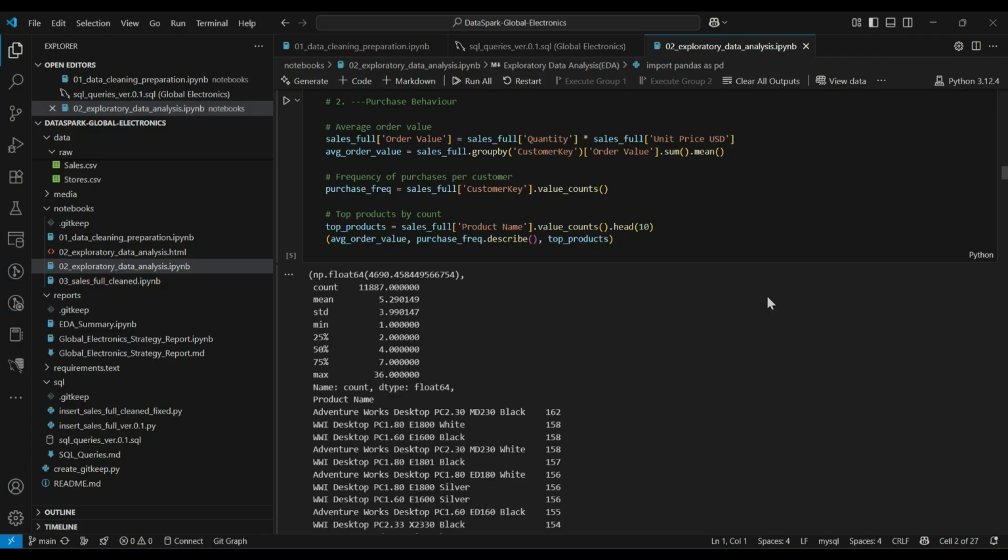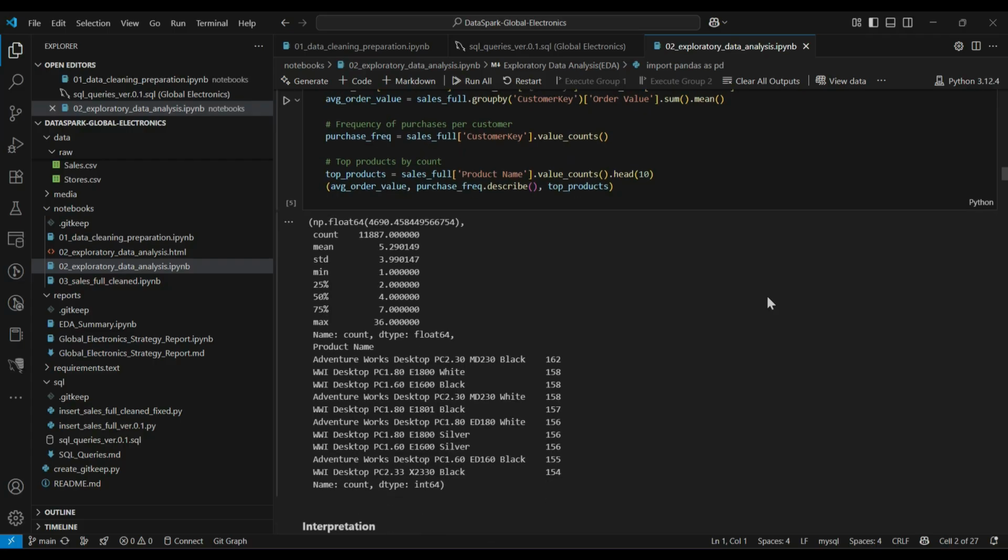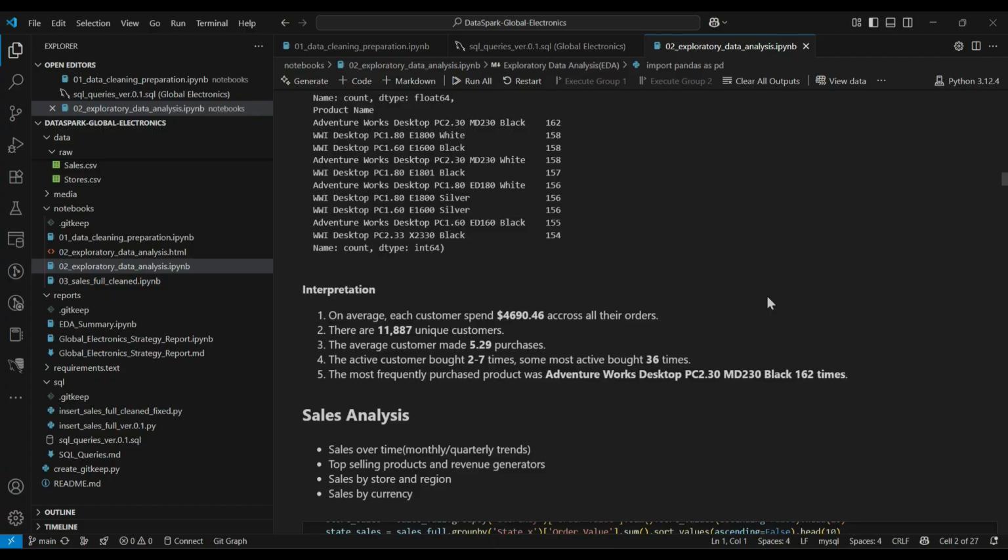Next, I analyzed customer purchase behavior by calculating the average order value, purchase frequency per customer, and identifying the top products by purchase count. Here are the key insights. On average, a customer spent $4,690 across all their orders.